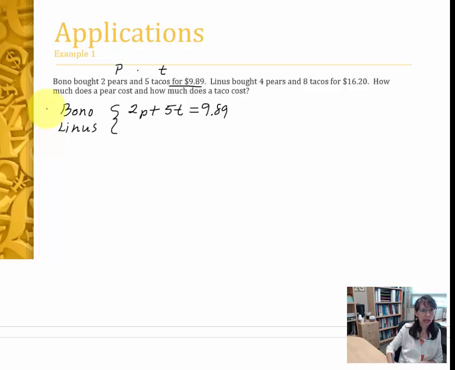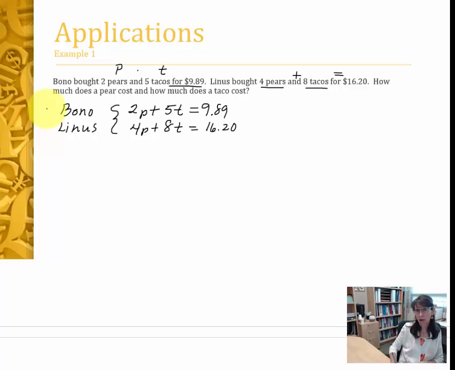Next we have Linus. Linus bought 4 pears and 8 tacos for $16.20. So 4p plus 8t must equal 16.20. So here we have a nice linear system to solve.